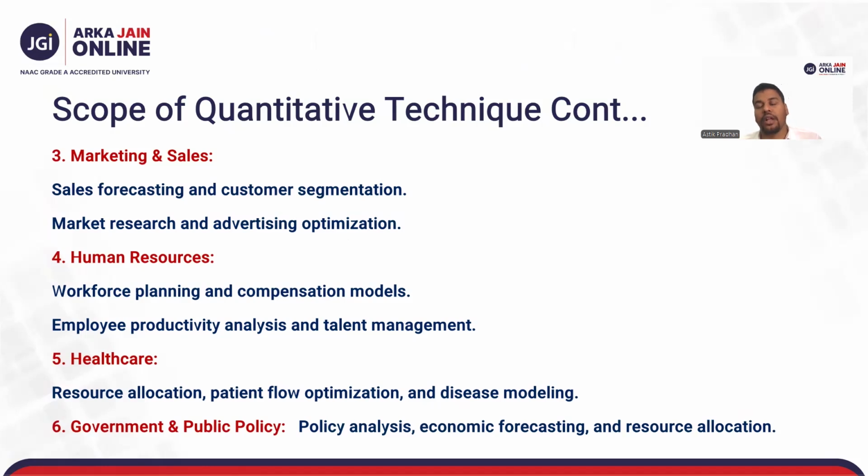Resource allocation: which state needs more inventory, or rather, in terms of business, in terms of financial support, which state needs more financial support, where the resources are required more. All these things can be analyzed by using quantitative techniques. So these are some of the scopes or areas where we can use quantitative techniques to analyze the data.